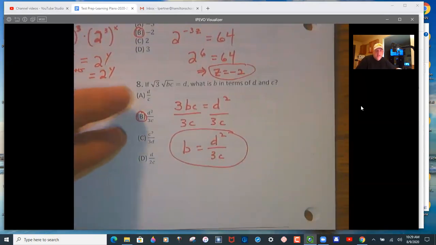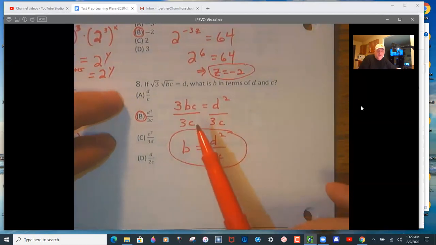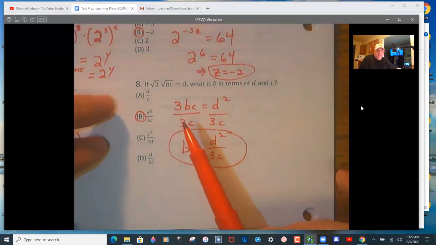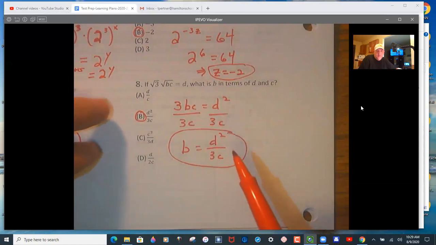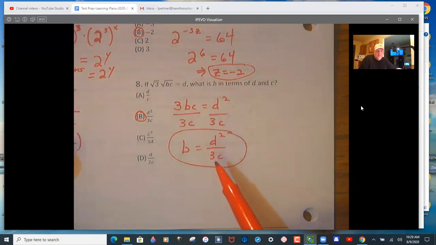Okay, square both sides, and then what is b? So you solve for b by dividing both sides by 3c. And you get b squared over 3c. A really good SAT problem right there.